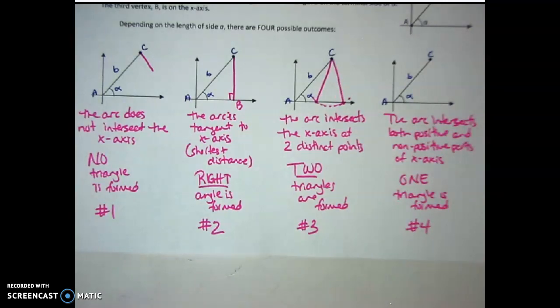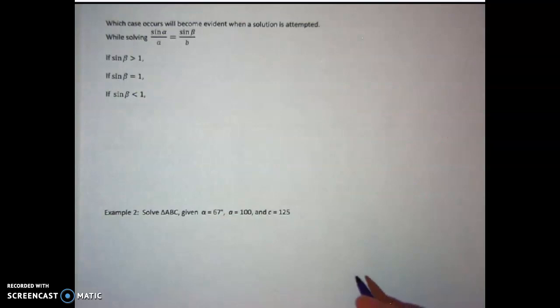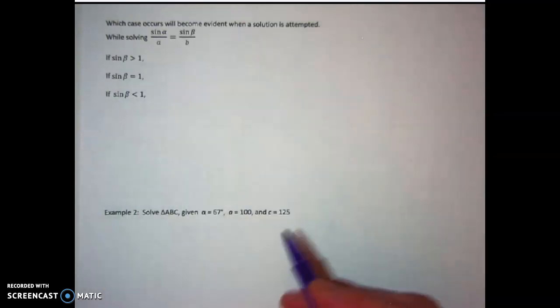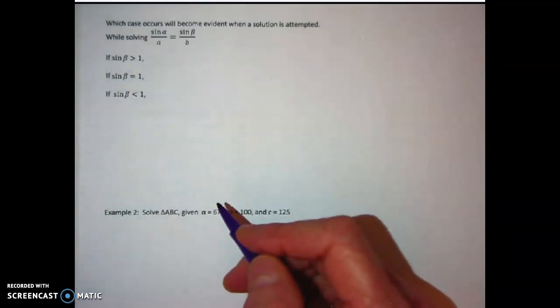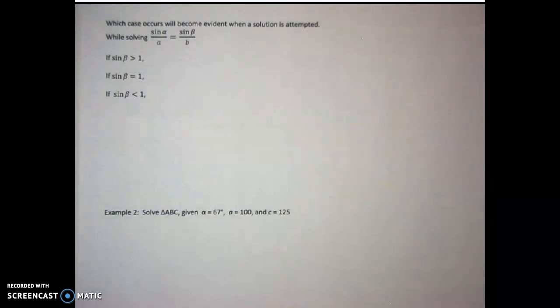Now let's look at how we recognize which one of those four cases we have when we're solving a triangle. Which case occurs should become evident when a solution is attempted. While you're solving this, if you get that the sine is greater than 1, if you think about the sine wave or the unit circle, the sine can't be greater than 1.